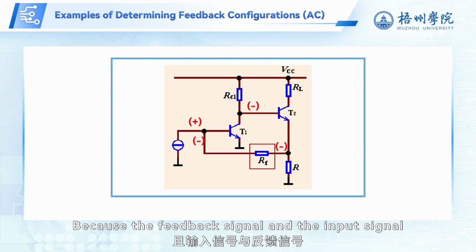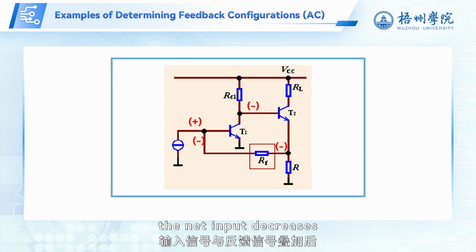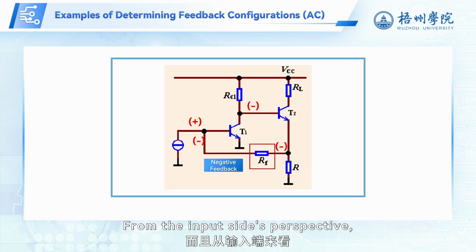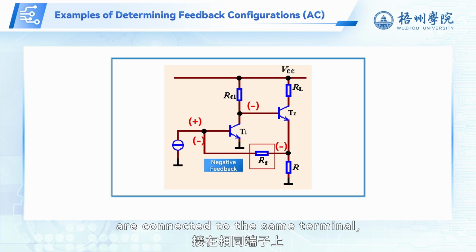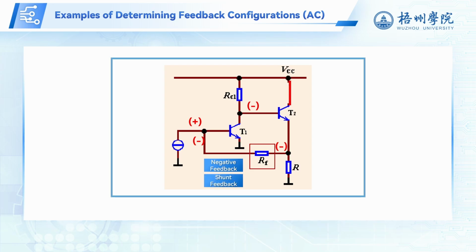Because the feedback signal and the input signal appear at the same terminal, the net input decreases when they are combined, indicating negative feedback. From the input side's perspective, since both the input and feedback signals are connected to the same terminal, the feedback is shunt feedback.